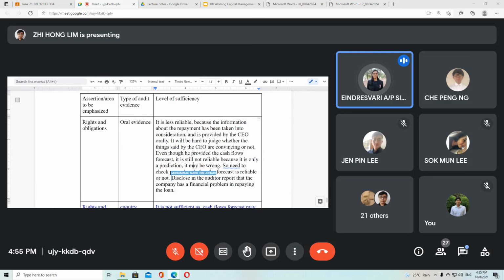How will you check properly? You need to review the assumptions used in the cash flow forecast preparation to ensure it is reliable and not over optimistic. If you see the cash flow forecast, suddenly they said next year the revenue is forecasted to increase by 250%. This one is over optimistic, overdoing. So you need to comment on that.